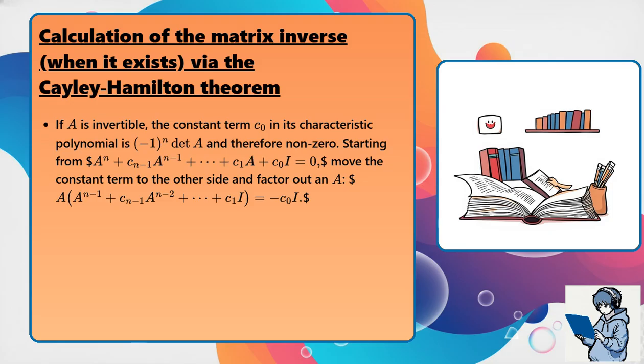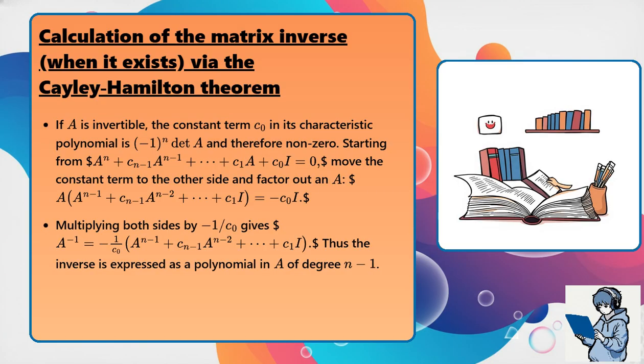If A is invertible, the constant term c0 in its characteristic polynomial is (−1)^n det A, and therefore non-zero. Starting from A^n + c_{n−1}A^{n−1} + ... + c1 A + c0 I = 0, move the constant term to the other side and factor out an A: A(A^{n−1} + c_{n−1}A^{n−2} + ... + c1 I) = −c0 I.